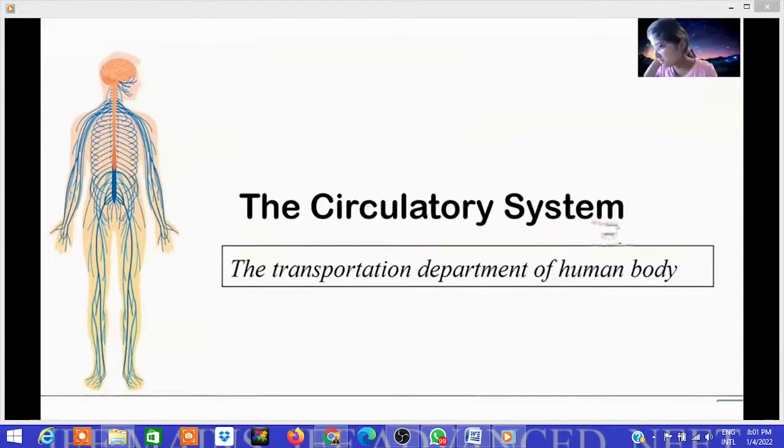Okay, is that clear? So if you want to write it down, this is the definition of circulatory system. If you get a question like what is circulatory system? Circulatory system is a transportation department of the human body. You can simply write down your answer in one sentence, if it comes for 1 mark or 2 marks.